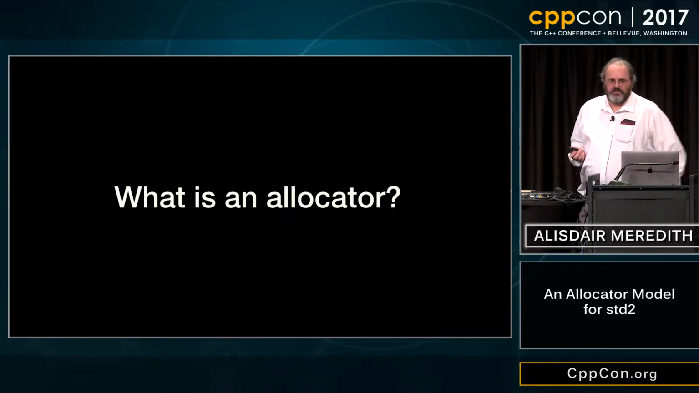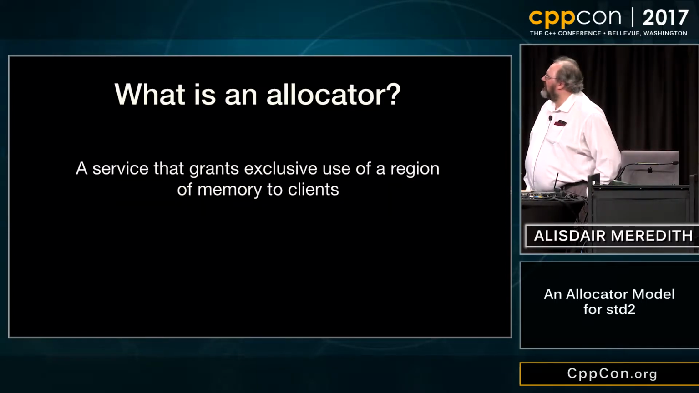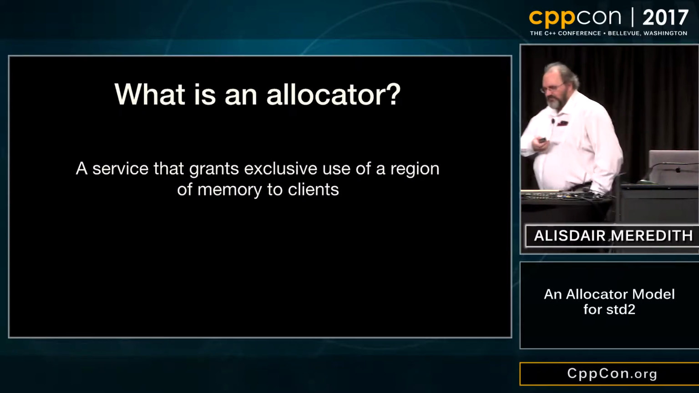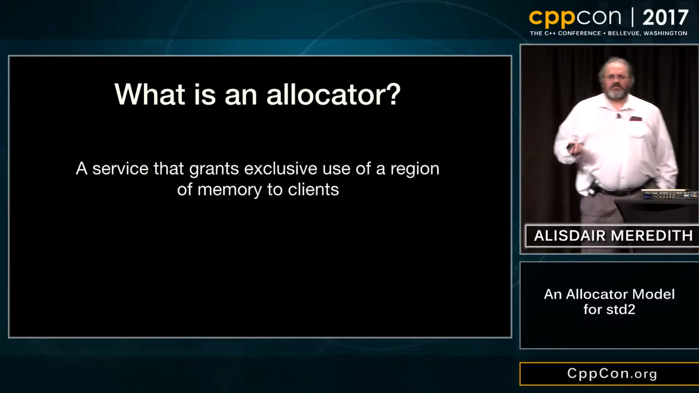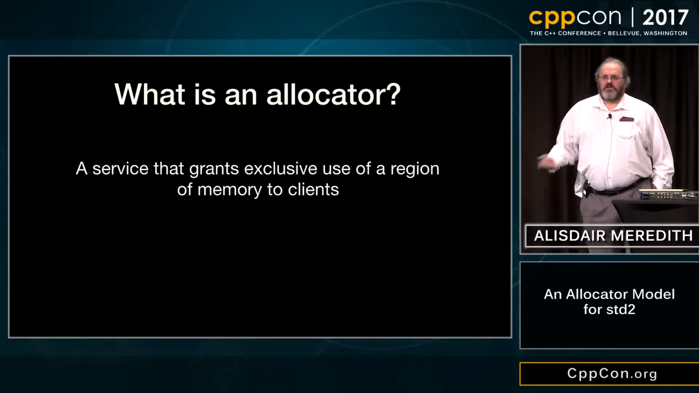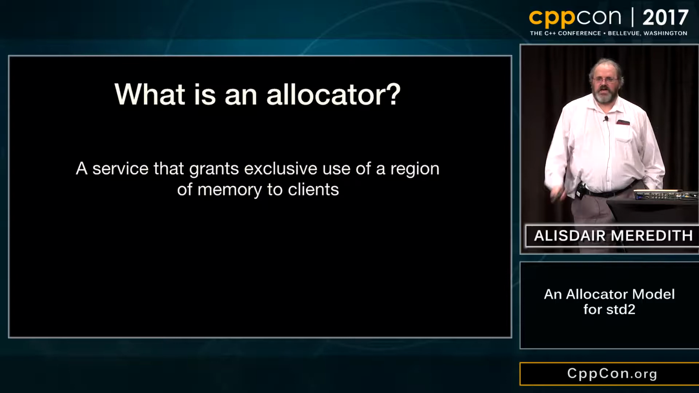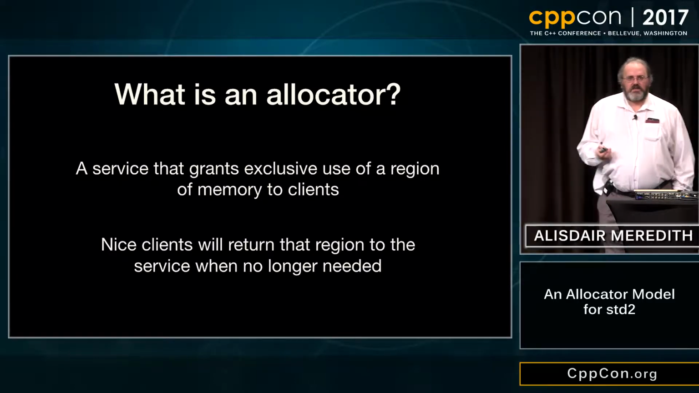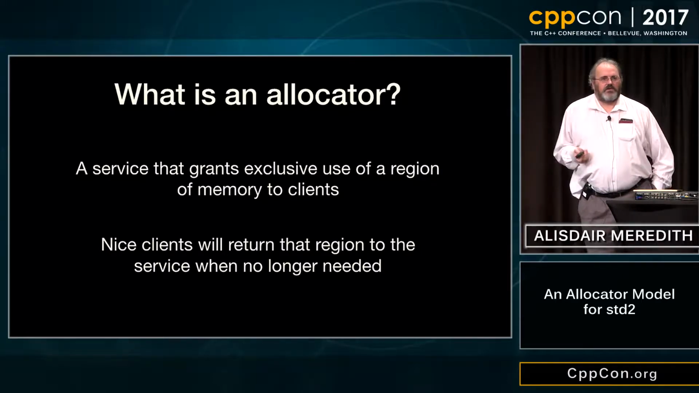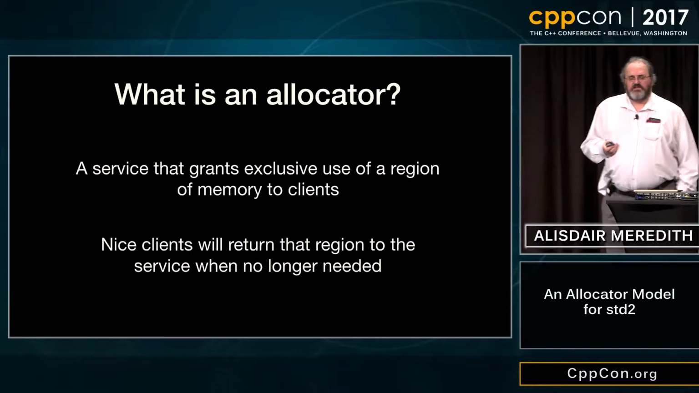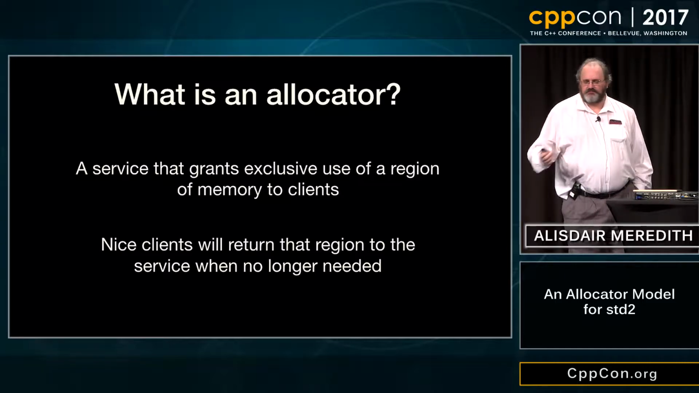So we'll start with the simple question of what is an allocator? Let's be sure we at least know what I'm talking about. An allocator is a service that grants exclusive use of a region of memory to the clients that need to use memory. That's my basic notion of what an allocator has to do. It's got a second side: if you've got nice, well-behaved clients, they might want to tell the allocator when they're finished using that memory so it can reuse that region somewhere else. So that's my basic model of what an allocator is and does.